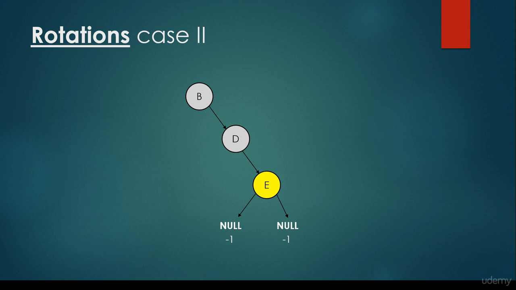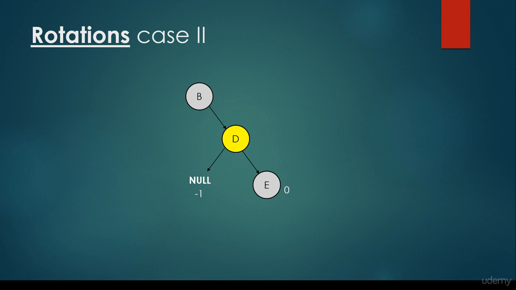But let's check whether it is a valid AVL tree or not. The E has a left null child and a right null child. Both of them have the height parameter -1. It is okay. What about the D? We have the left child with height parameter -1, and because E is a leaf node, it has the height parameter 0. Okay, it doesn't violate the AVL property.